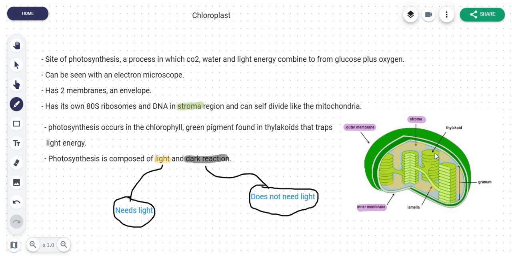Even starch grains are present in here, same as in the matrix of the mitochondria. But these two organelles are very similar. Photosynthesis occurs in the chlorophyll, as we all know. Why chlorophyll? Because it is the chlorophyll that absorbs light energy, the green pigment found in the thylakoids that traps light energy.